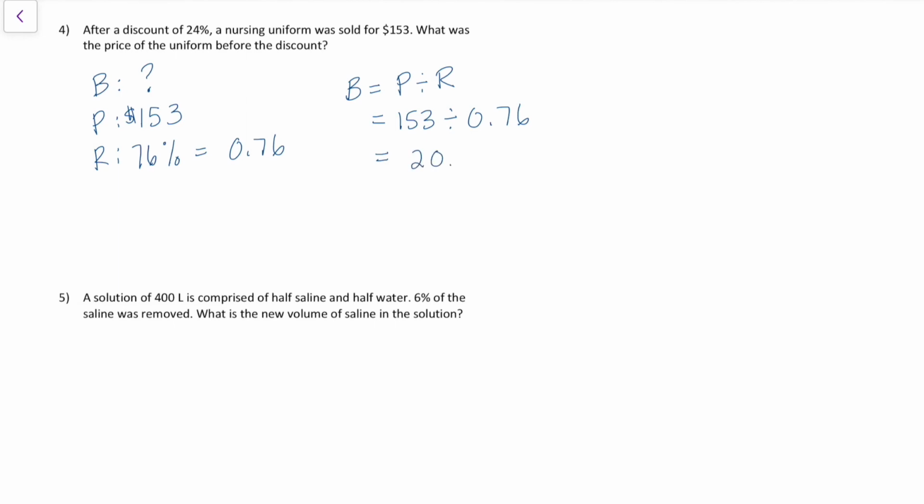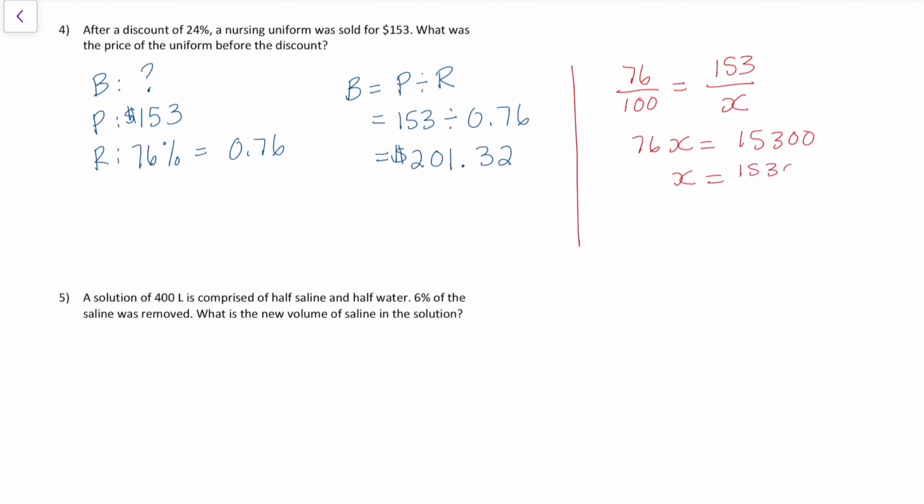And I get 201.32. So $201.32. If you're looking at this as a proportion, same thing, you would do 76 out of 100 represents 153 out of how much? And then I would solve through to get my 201.32.